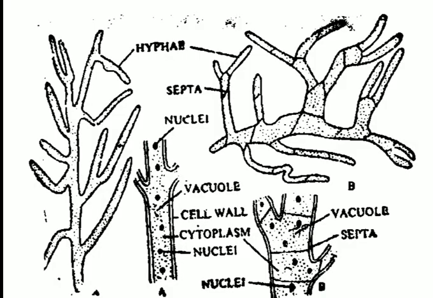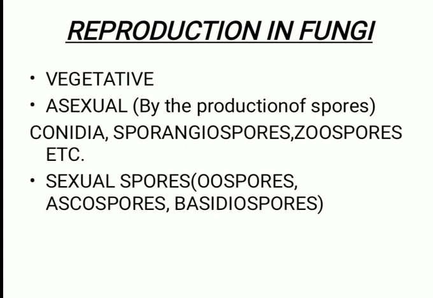Now, after talking about the general features of the group fungi, I am taking up its reproduction. Fungi reproduce by a number of ways. All possible modes of reproduction are there. Reproduction in fungi can take place by vegetative means, by fragmentation, by fission, and by budding.